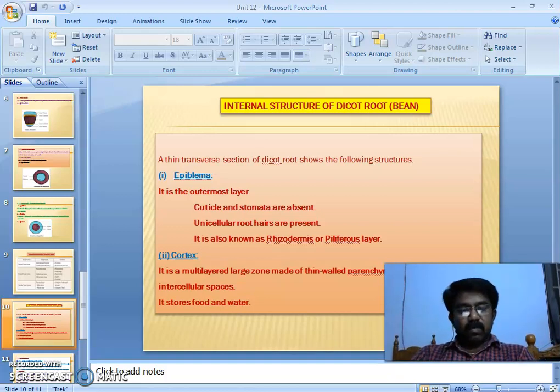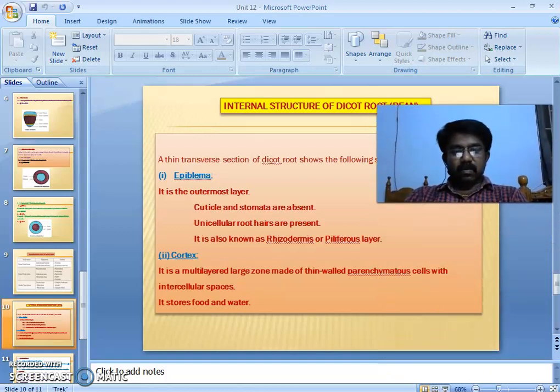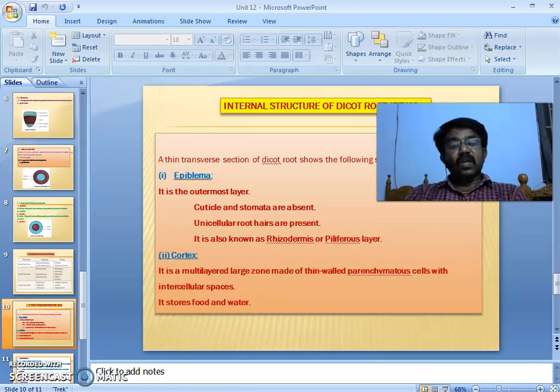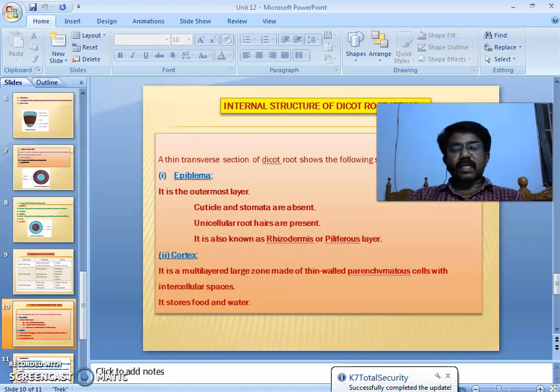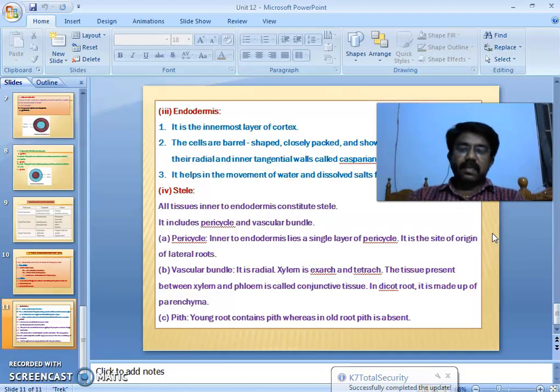Then cortex. It is the next region. It is a multi-layered large zone made up of thin-walled parenchymatous cells with intercellular spaces. It stores food and water. The food and water storage is a very important role. It is a very important region. It's the cortex.